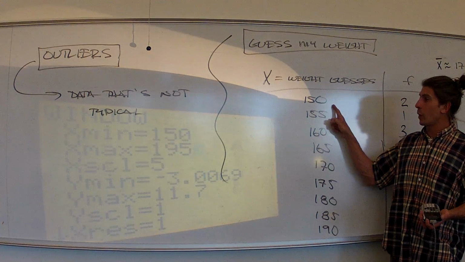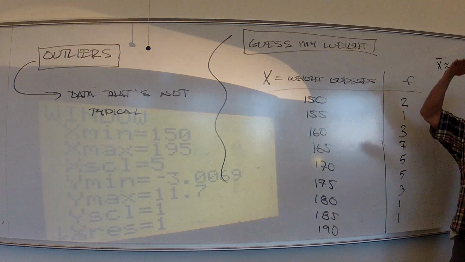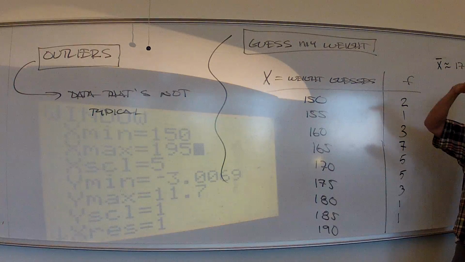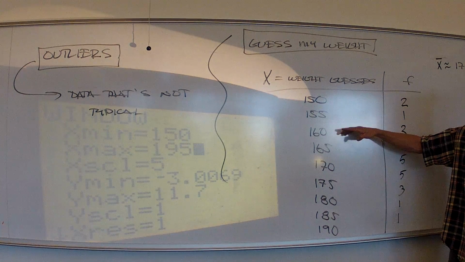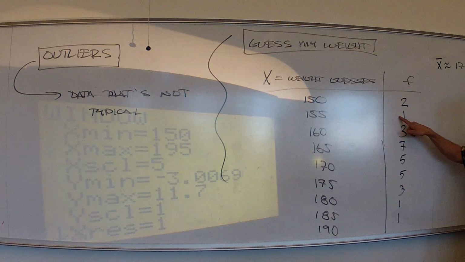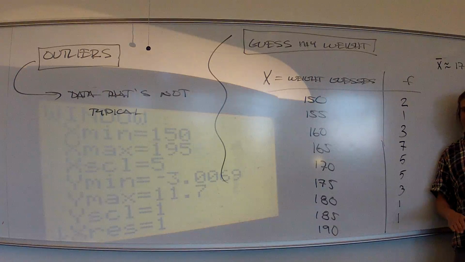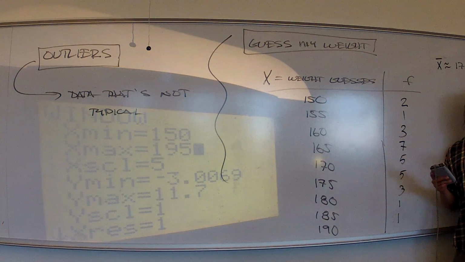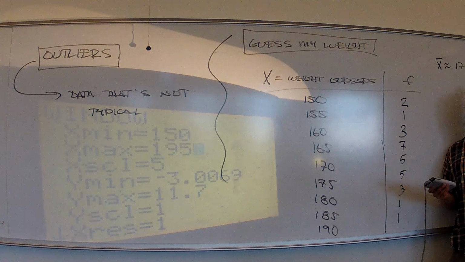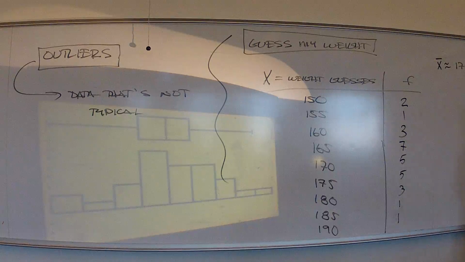If the lowest guess is 150, the first bar goes from 150 to 155. It's only going to count the 150 guesses, but it counts them in that bar that's 5 wide. The next bar goes 155 to 160, but only counts the 155s. So in order to see 190, I've got to go 190 to 195. Hit graph. There we go. That did the trick nicely.